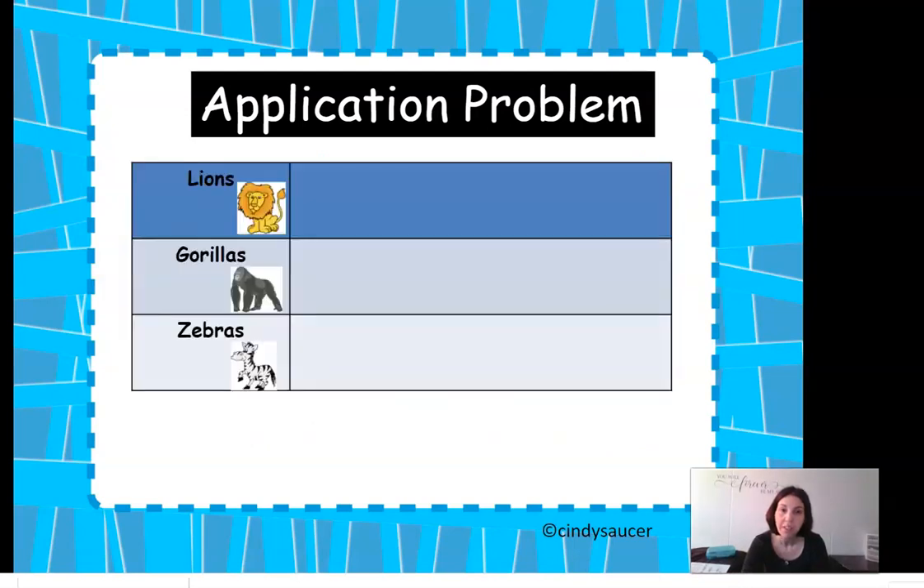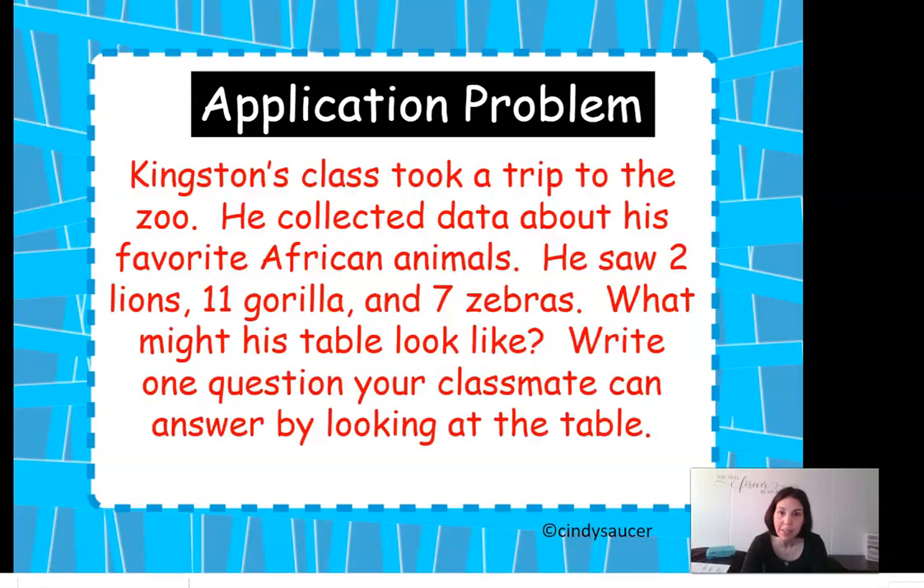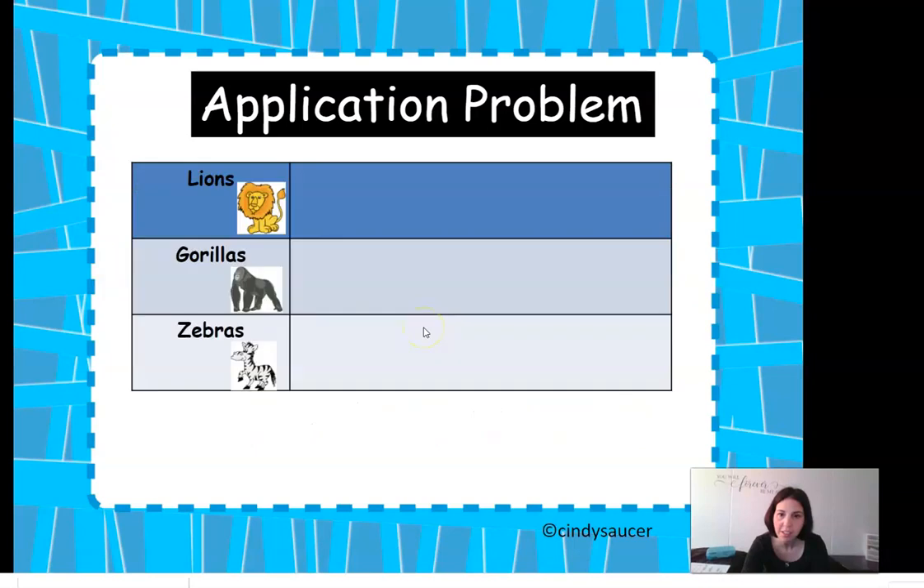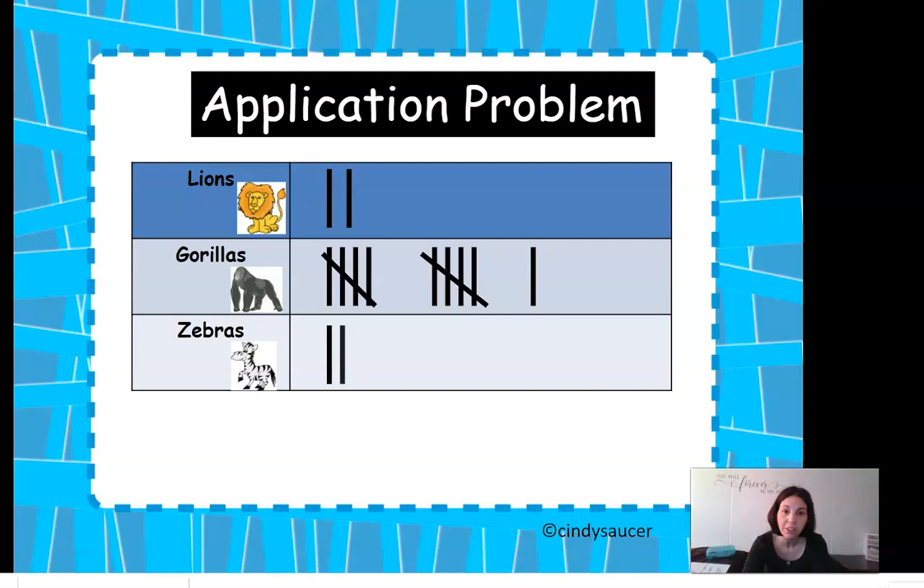So, for lions, they said there were how many lions? 2 lions, 11 gorillas. So for lions, we have 2 lions. We have 1, 2, 3, 4, 5, 6, 7, 8, 9, 10. Remember those tally marks when you get to the 5th one. 11 gorillas. And how many zebras? 1, 2, 3, 4, 5, 6, 7.